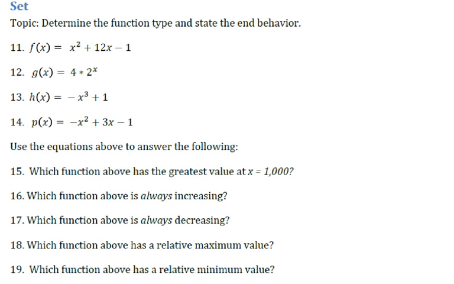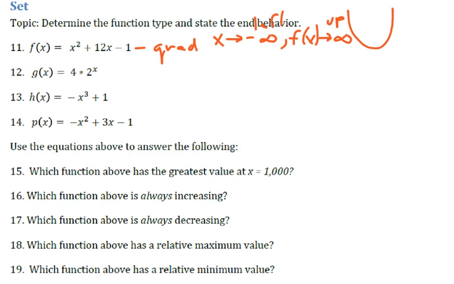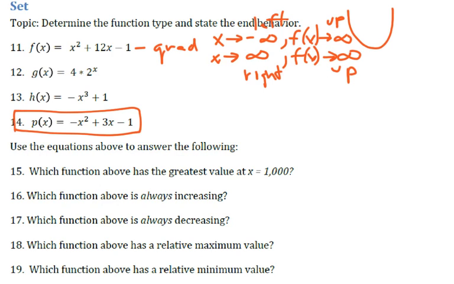So for 11, it's a quadratic. It's positive. Remember, positive quadratics always look like that. So what's its end behavior? Well, as x approaches negative infinity, as x goes left, f of x approaches positive infinity, goes up. As we go left, we go up. As x approaches positive infinity, as we go to the right, what happens to our f of x values? They're also going up. Whereas 14, they're going the opposite direction.